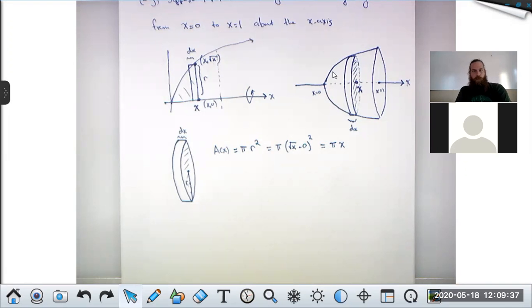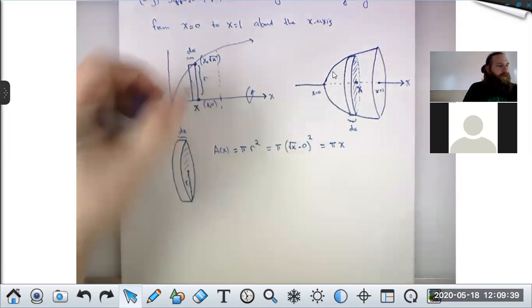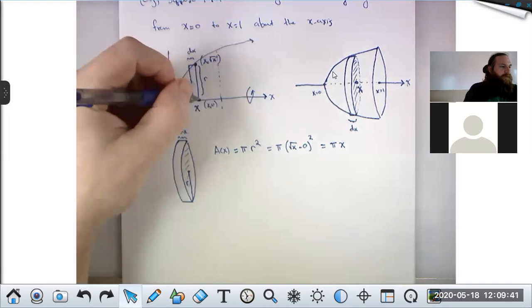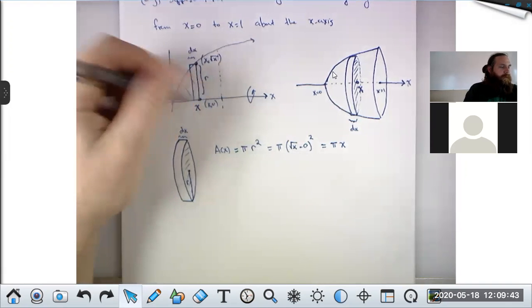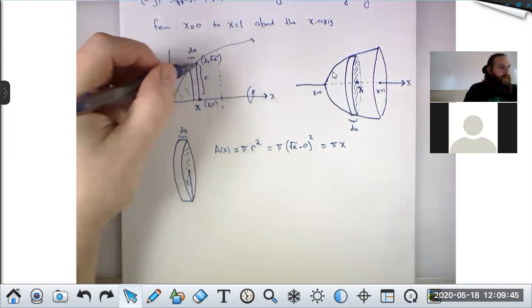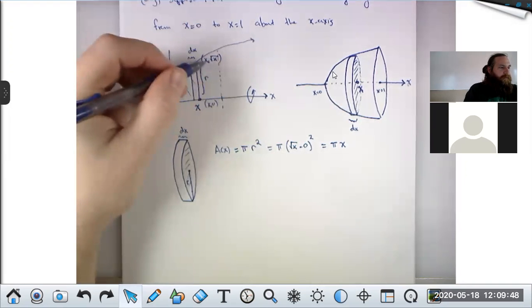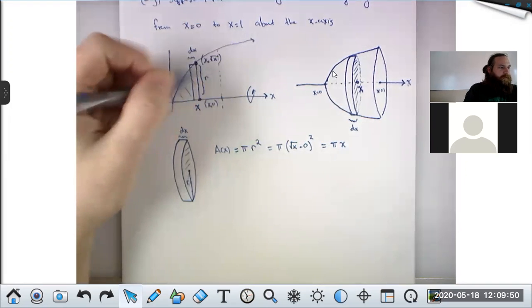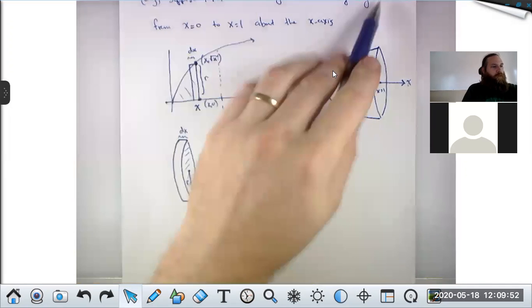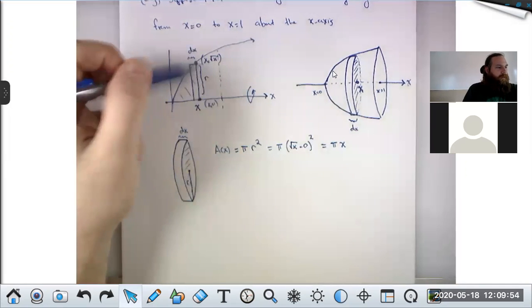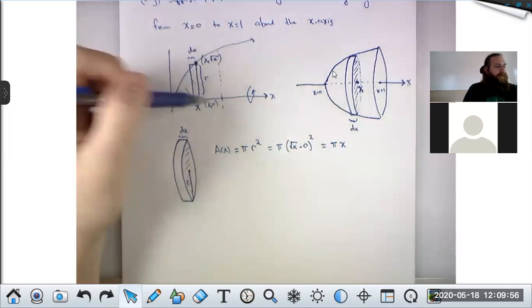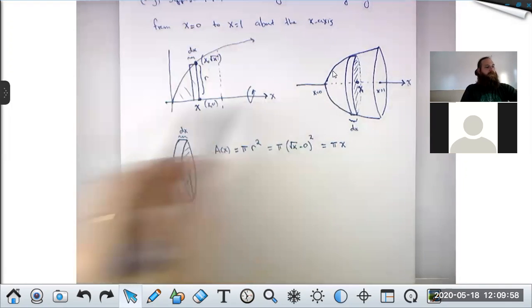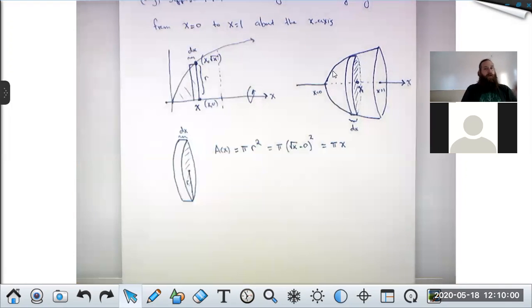Right. So we think of this strip as occurring at a generic point x in my region, which means that the y value along the graph is f of x, which is just root x. And so this total height is root x minus 0. If I was rotating about some other line, then the height might be different. That bottom point might not have y coordinate 0, but here it does.